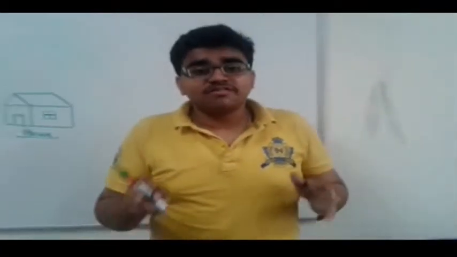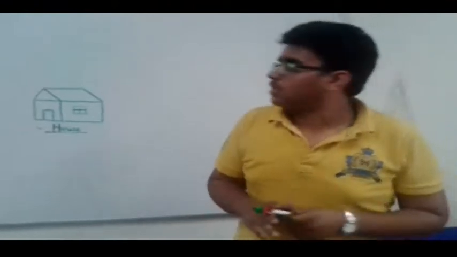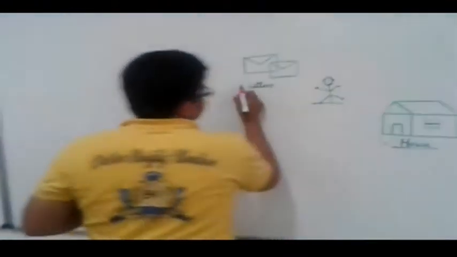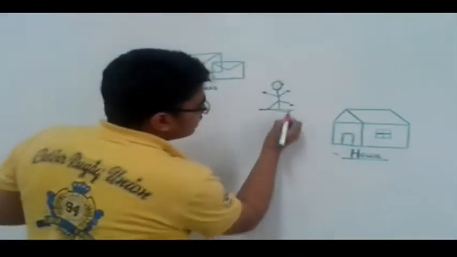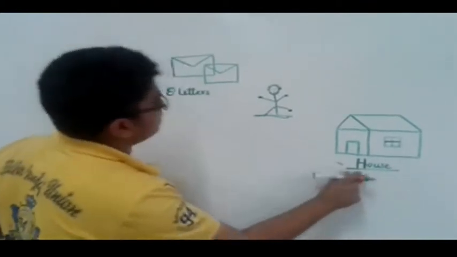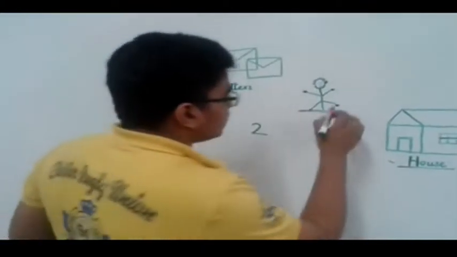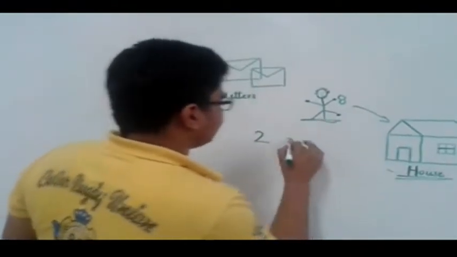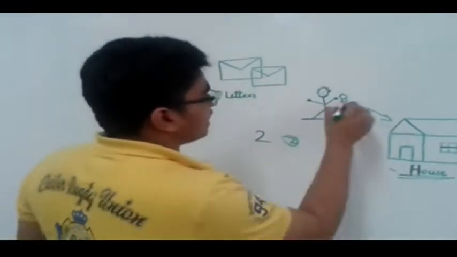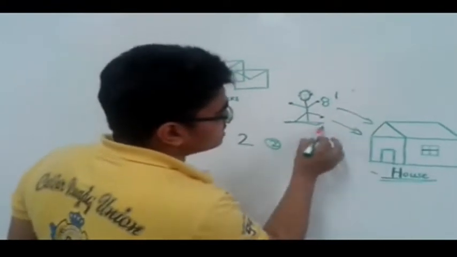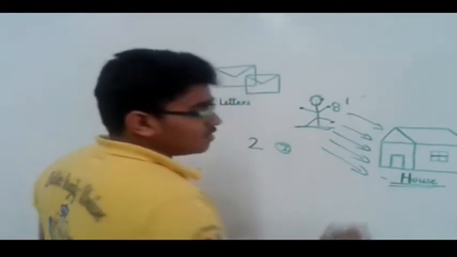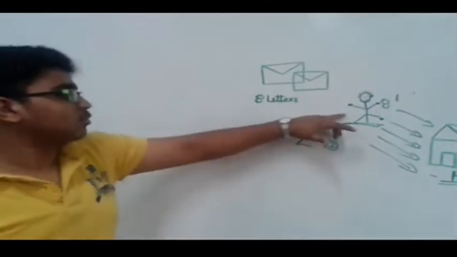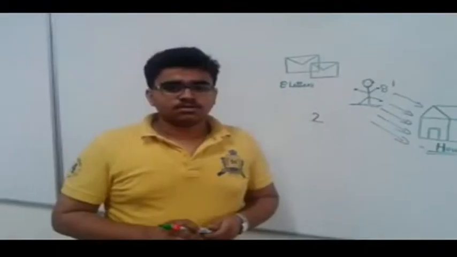Let's move on to the difference between serial and parallel port. Suppose we have 8 letters and the postmaster has to deliver these 8 letters to this address. So there are two cases. First, the postmaster takes all 8 letters at once and delivers them to this address. The second case is that the postmaster takes one letter at a time and delivers 8 times to this address. So these are the two ways by which the postmaster can deliver 8 letters to this address.